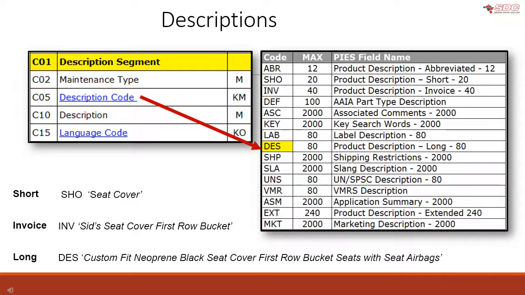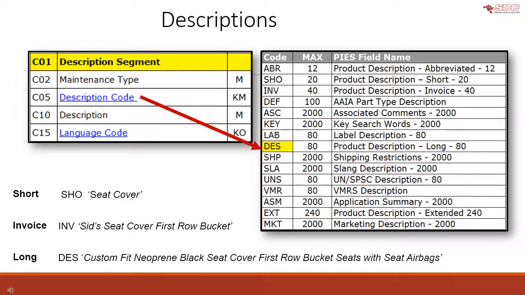So here in the description segment, we see the label of the segment, which is CO1. Then there's a maintenance type that signifies if the information is add, change, or delete. Then field CO5 is the description code. And this means that there is a supporting table to break things down even further. The right side shows the codes.